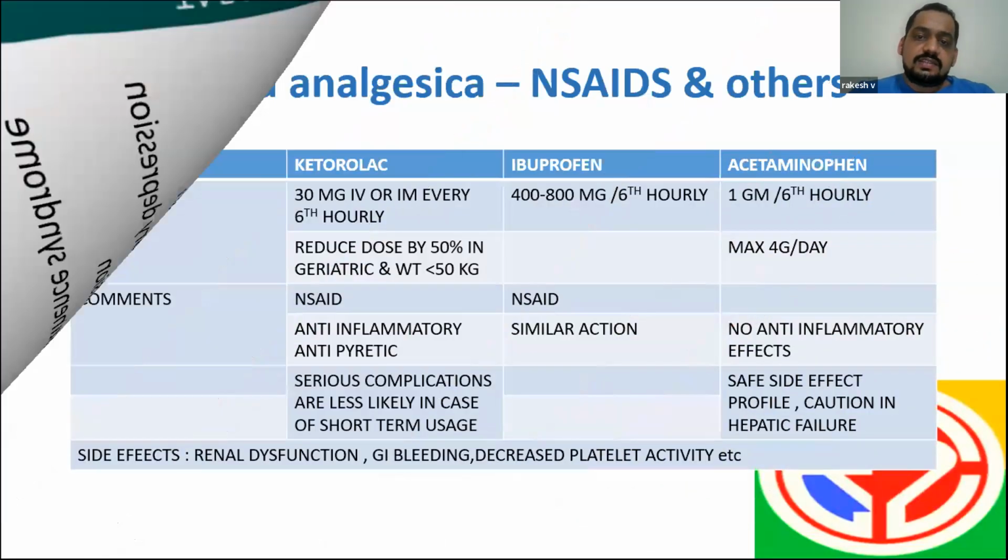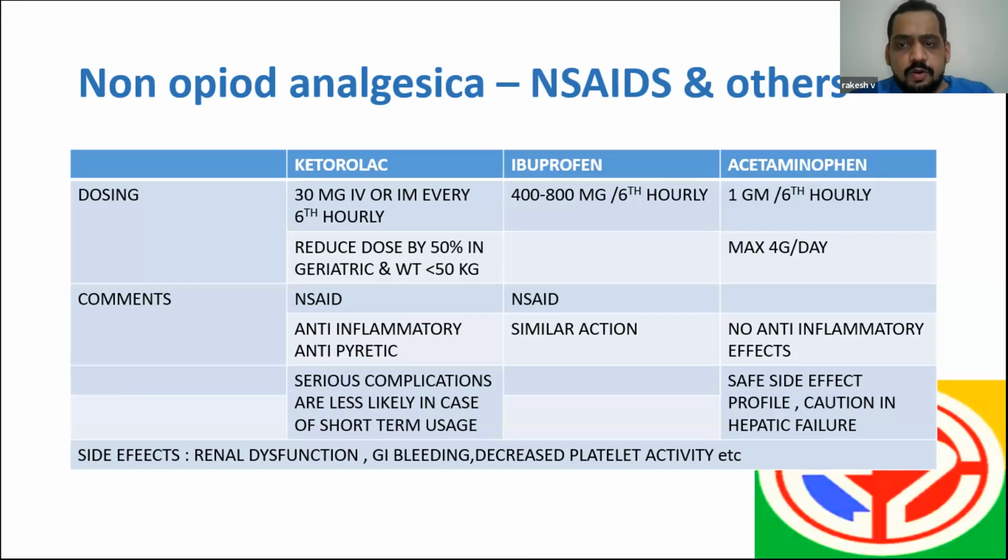Coming to non-opioid analgesia, we have ketorolac, ibuprofen, or acetaminophen. Out of all these, acetaminophen and ibuprofen are most commonly used. Acetaminophen, the dose being 1 gram every 6th hourly, can go up to 4 grams per day at the maximum dose. Ibuprofen is 400 to 800 mg 6th hourly, and ketorolac 30 mg IV or IM every 6th hourly. But with ketorolac, you need to decrease the dose by 50% in geriatric patients. All of them have similar actions, but acetaminophen does not have any anti-inflammatory effects. Side effects and complications are more expected with ketorolac, and ibuprofen and acetaminophen are reasonably safer drugs.